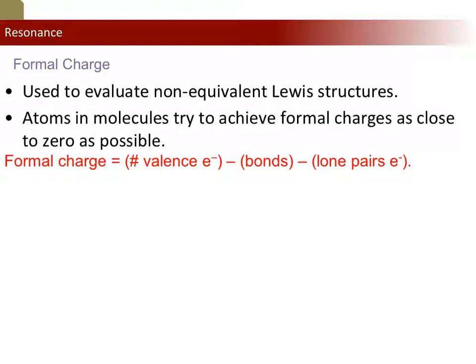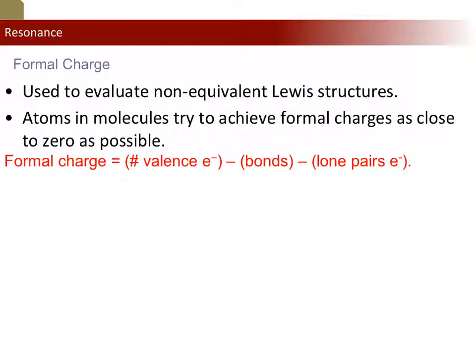In order to calculate the formal charge, for each element in a Lewis dot structure, you take the valence electrons that that element has normally, subtract the number of bonds it has touching it, and then also subtract the individual electrons, the dots, from that total. Ultimately, atoms are trying to achieve a formal charge as close to zero as possible.